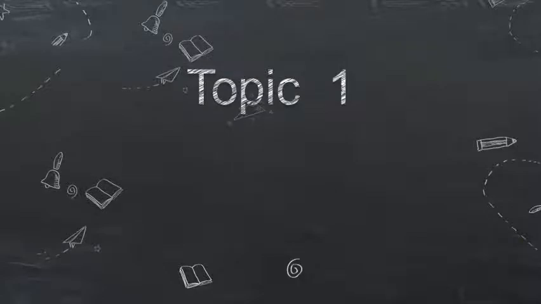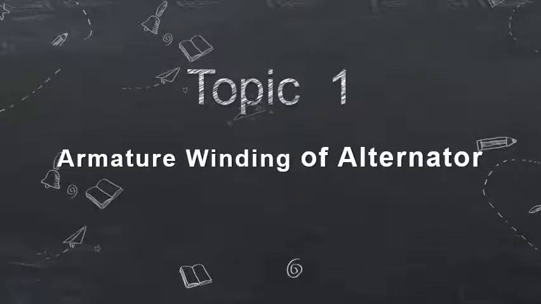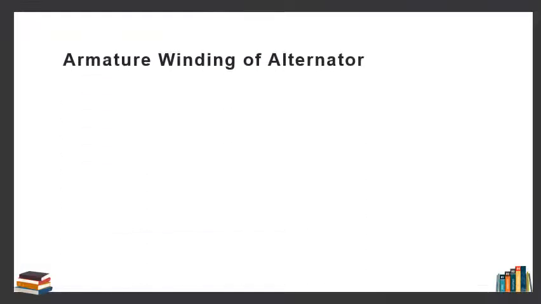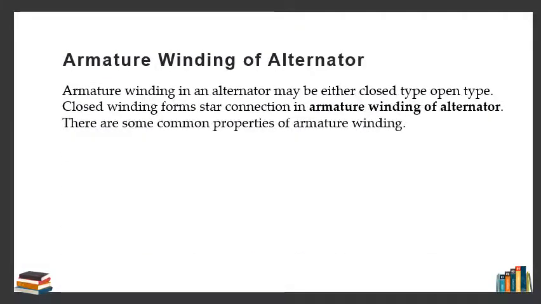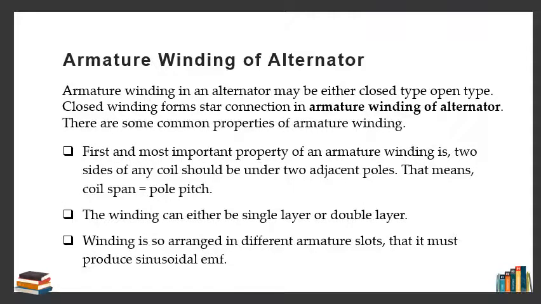Topic one, armature windings of alternator. The armature winding in an alternator may be either closed type or open type. Closed winding forms a star connection in the armature winding of the alternator. There are some common properties of the armature winding. The first and most important property is that two sides of any coil should be under two adjacent poles. That means the coil span is equal to the pole pitch. ये coil span और pole pitch क्या होता है? अभी हम next slide में देखेंगे.